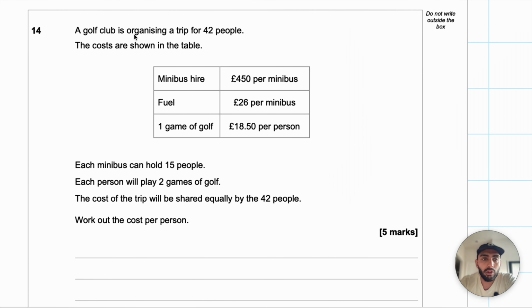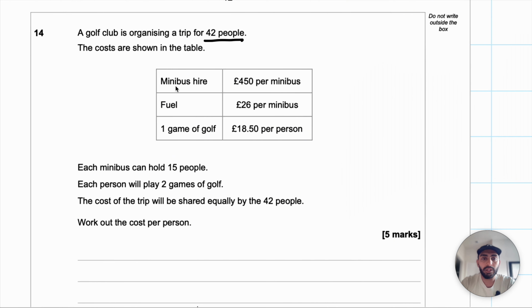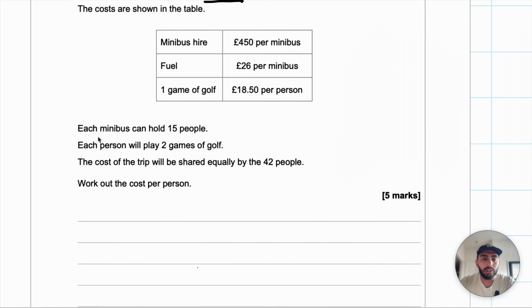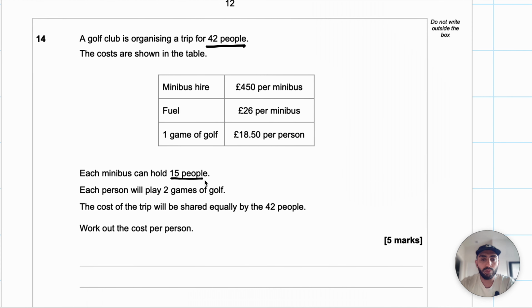Question 14. A golf club is organising a trip for 42 people. The costs are shown in the table. The minibus is £450, fuel is £26 per minibus, and for one game it's £18.50. Each minibus can hold 15 people, so let's just think how many minibuses will we need. If each minibus can hold 15 and we have 42 people altogether, so 15, 30, 45, that means we're going to need 1, 2, 3 minibuses altogether.